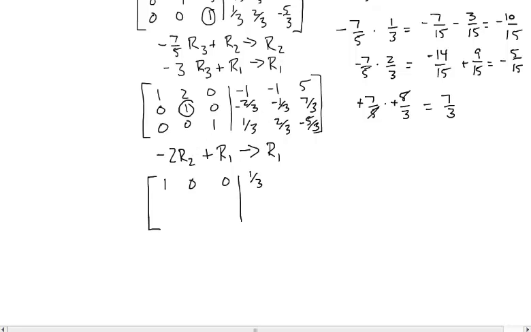Negative 2 times negative 1/3 is positive 2/3. Minus 1 gives me negative 1/3. And negative 2 times 7/3 is negative 14/3. And then we have plus 5, which we could write as plus 15 over 3, which leaves me with positive 1/3. And now row 2 and 3 stay the same.